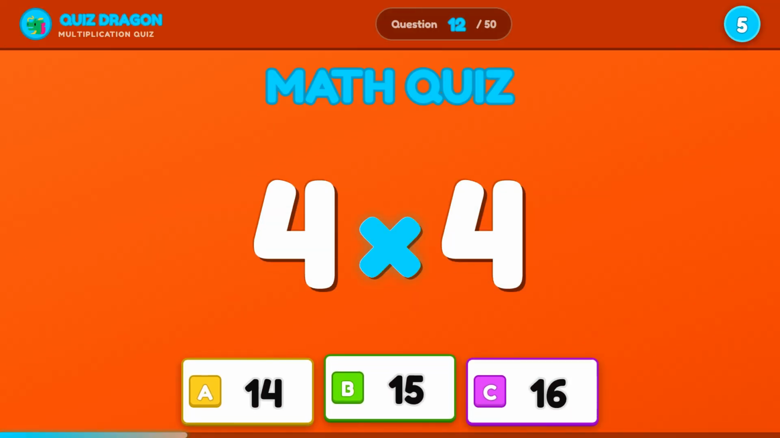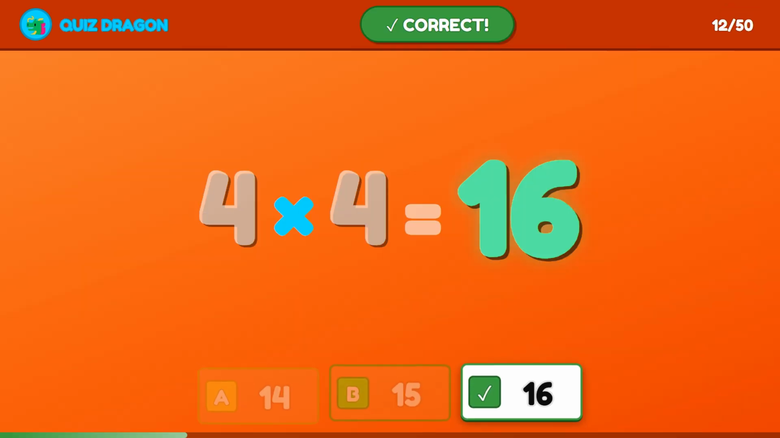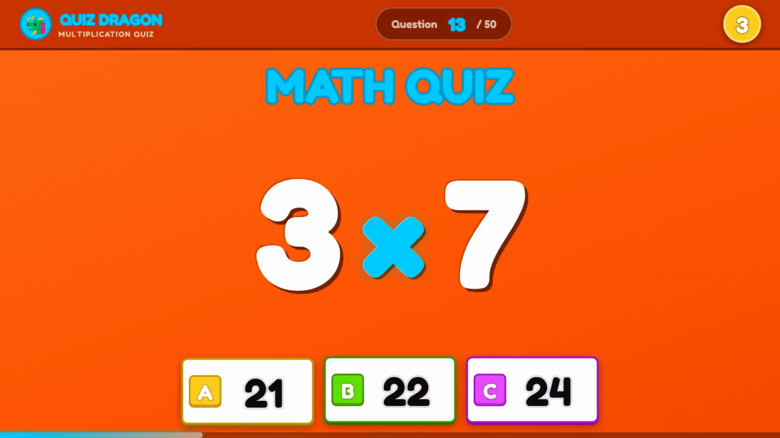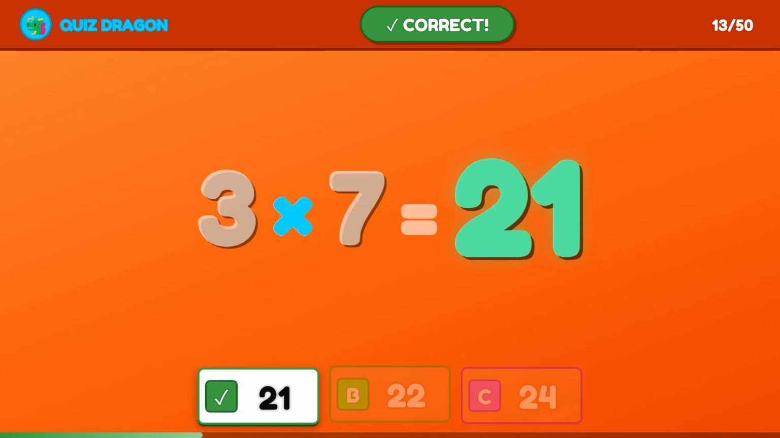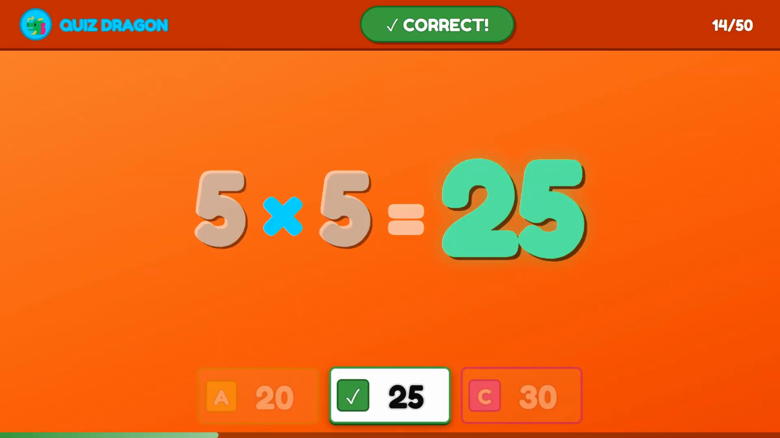Question 12. 4 times 4, what's the answer? The correct answer is C, 16. Question 13. What is 3 times 7? The correct answer is A, 21. Number 14. 5 times 5 equals? The correct answer is B, 25.